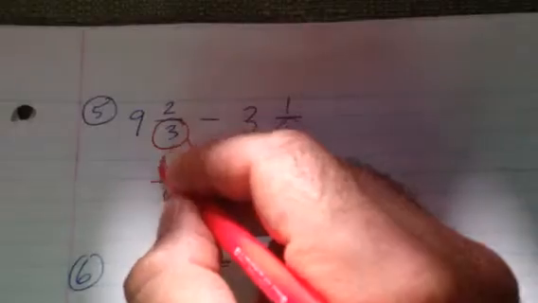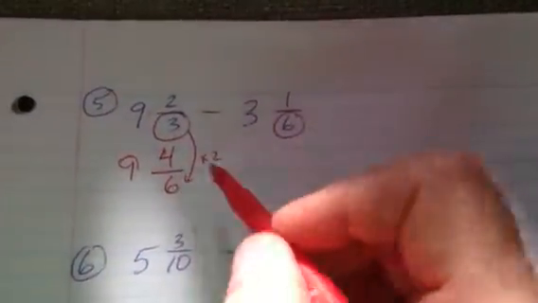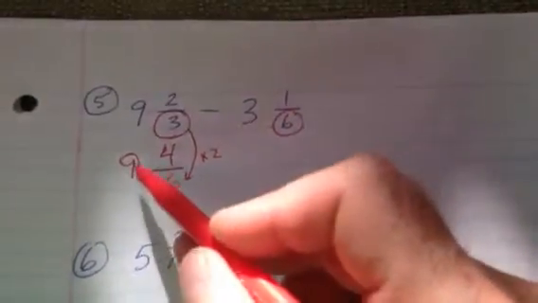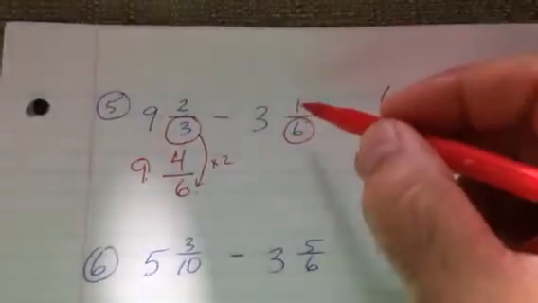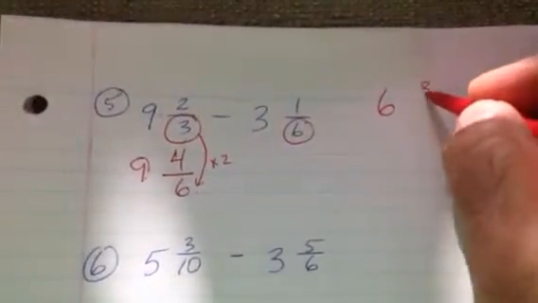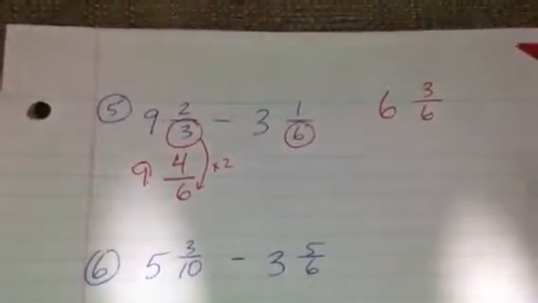2 times 2 is 4. So really now we have 9 whole and 4/6. Take away 3 and 1/6. So we subtract 9, take away 3. That's 6. And 4 take away 1 is 3. Keep the same 6 on the bottom.